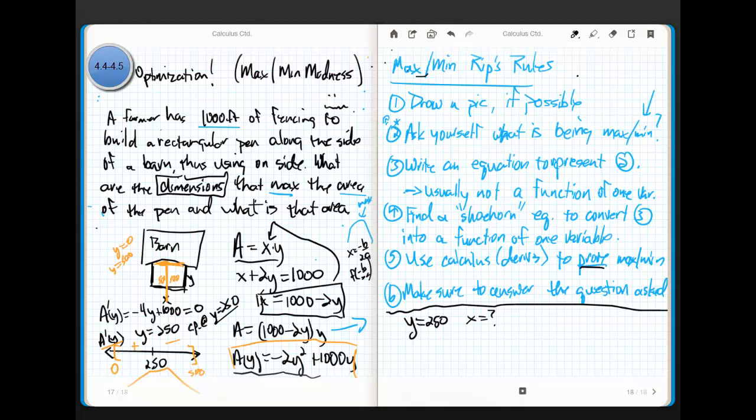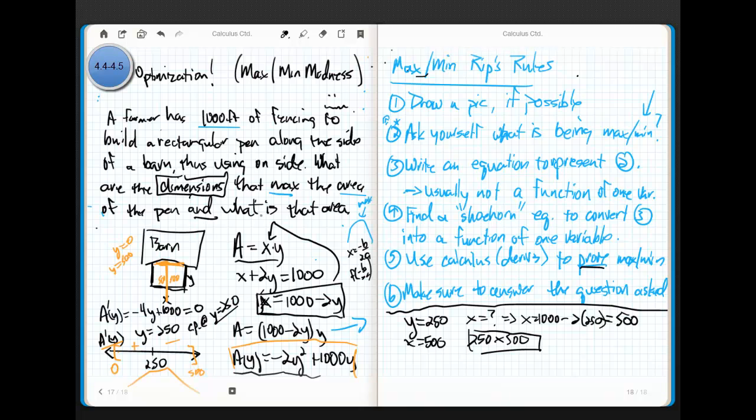Now this is the beauty of setting up your shoehorn equation perfectly. That should be an x. Notice that it's already set up for me, isn't it? It's tailor-made for me to solve for x. So I know that x equals 1,000 minus 2 times 250, which is affectionately known as 500. Now I have the dimensions. X equals 500. Y equals 250. If I wanted to be fancy, I could say it's 250 by 500. I have answered that part of the question.